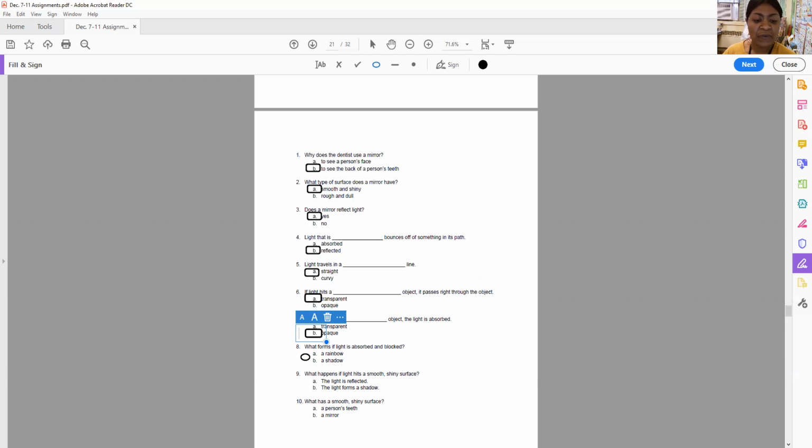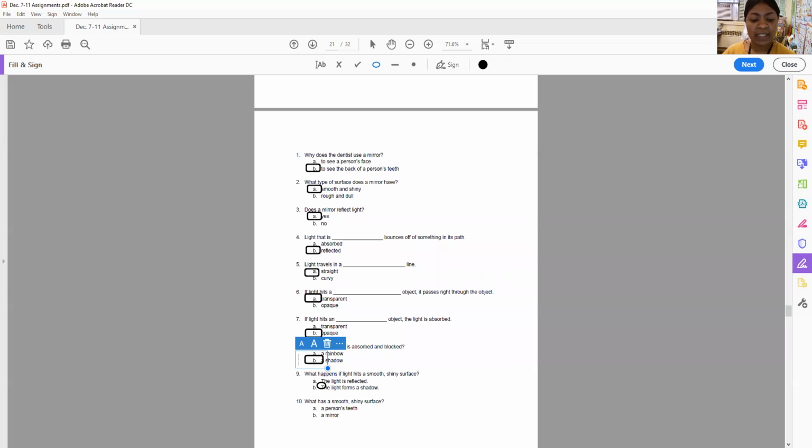Number eight, what forms if light is absorbed and blocked? You block the light. So what happens when you block the light? What is formed? A, a rainbow, or B, a shadow? B, a shadow.